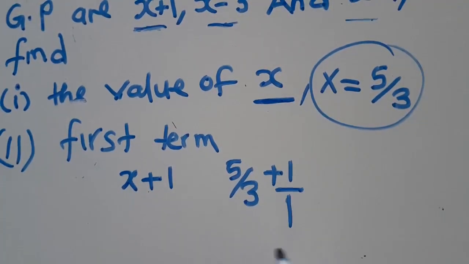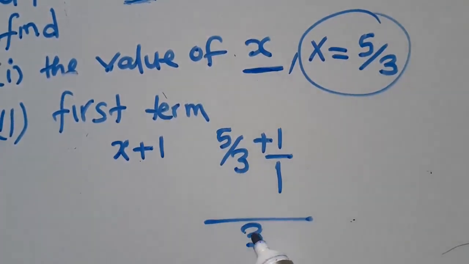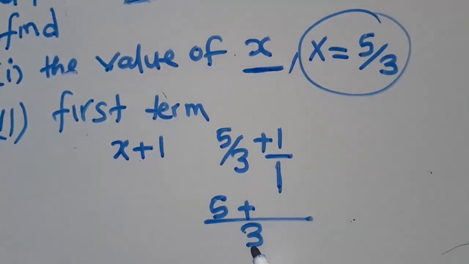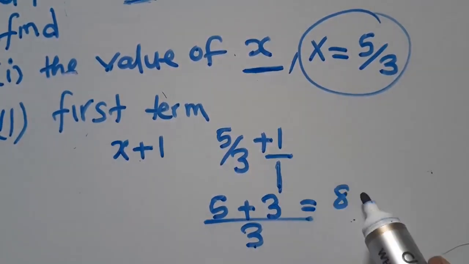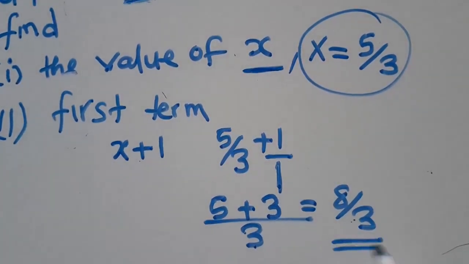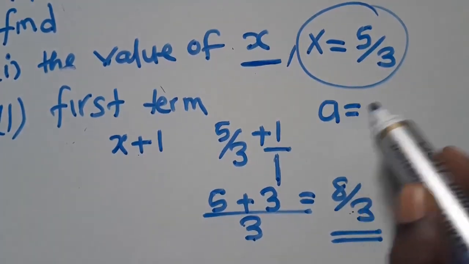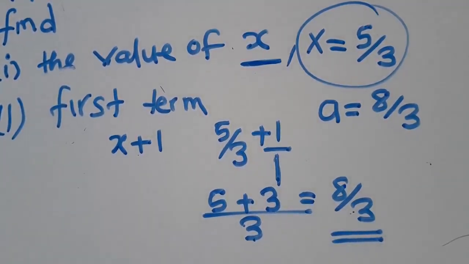You evaluate this. Over 1, you find the lowest common denominator, which is 3. 3 into 3, 1. 1 times 5, 5 plus 1 into 3, 3. 3 times 1, 3, which is equal to 8 over 3. This is your first term. So first term we write A. We say A, it is the first term, 8 over 3. So that's how you need to calculate the first term.